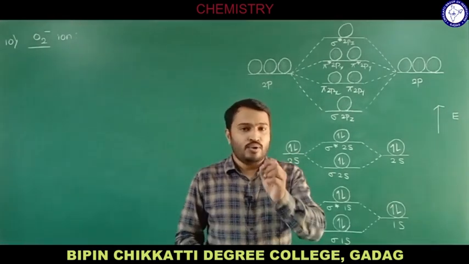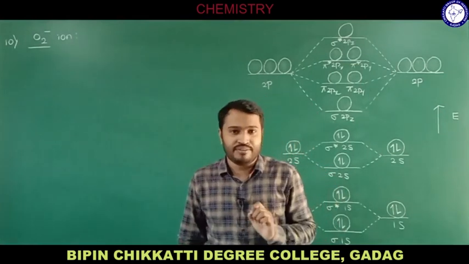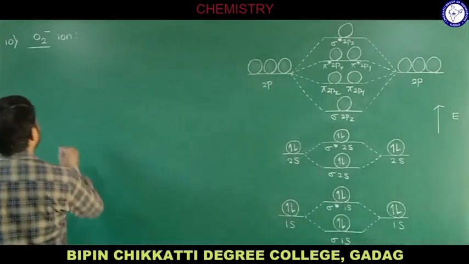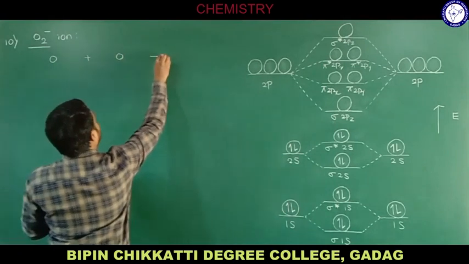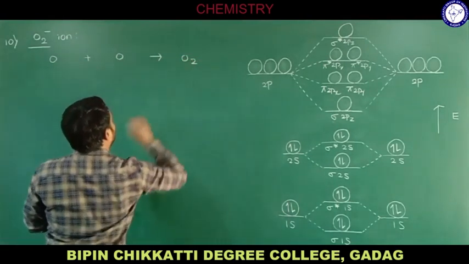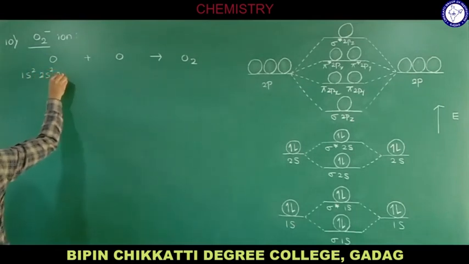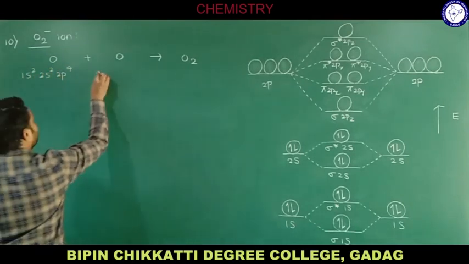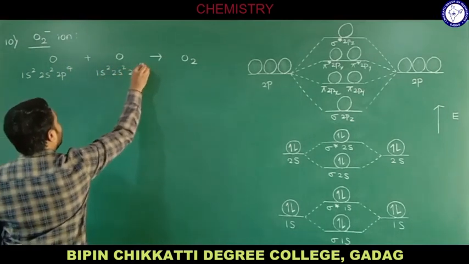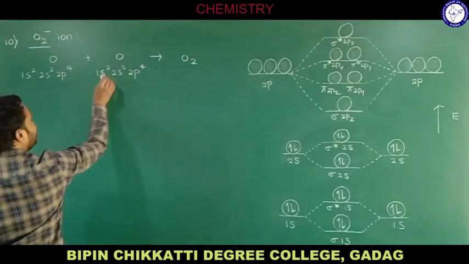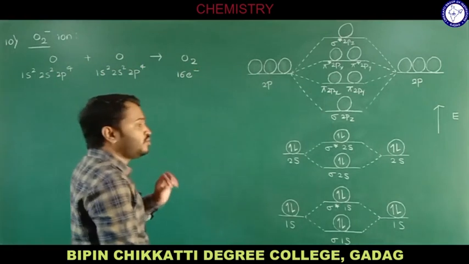Example 10, O2 minus ion. O2 minus ion we have. So if we see the electrons in the oxygen molecule, one oxygen atom and one more oxygen atom combine to give the oxygen molecule. The electronic configuration of one oxygen will be 1s2, 2s2, 2p4, since the atomic number is 8. For the other also 1s2, 2s2, 2p4, and 8 electrons are from each of these two. Totally we have 16 electrons in the oxygen molecule.